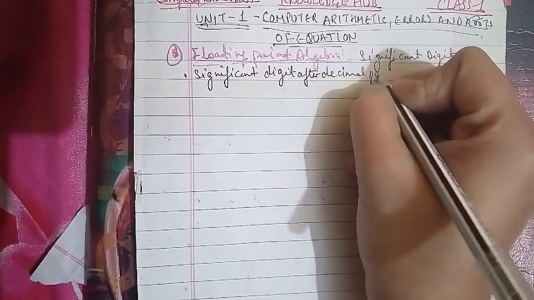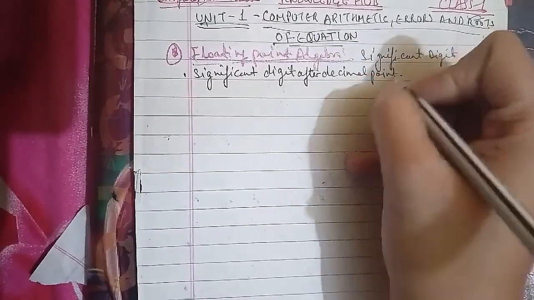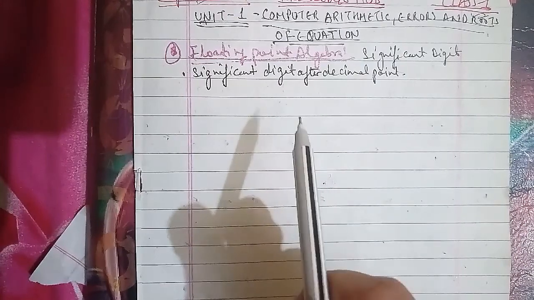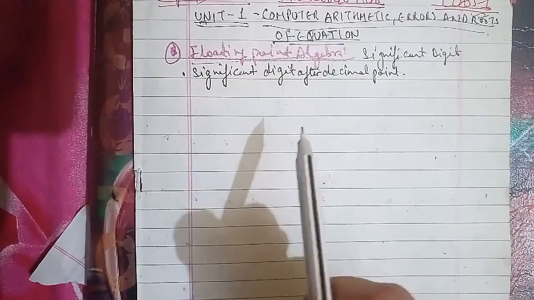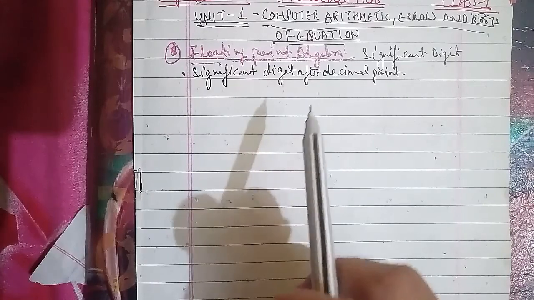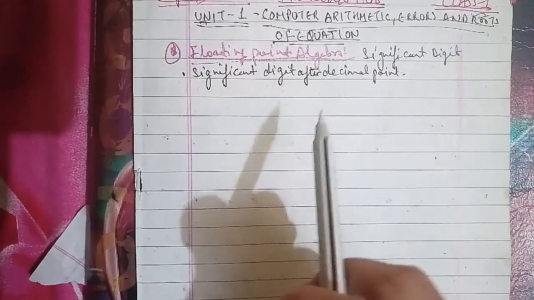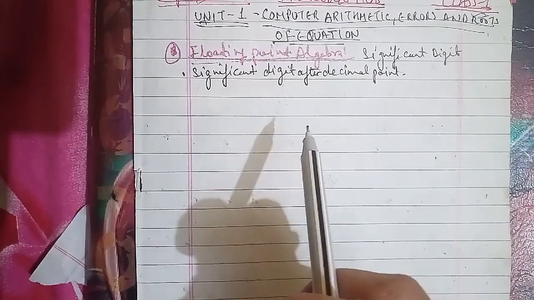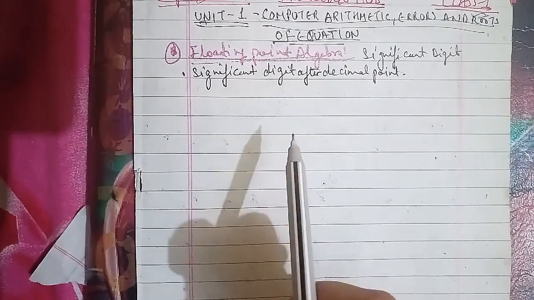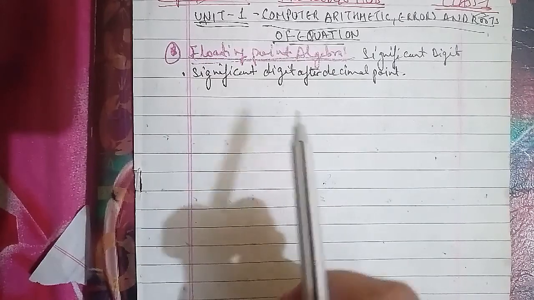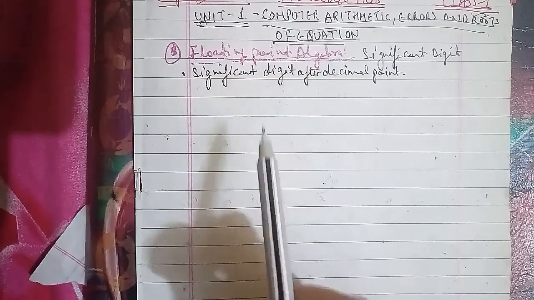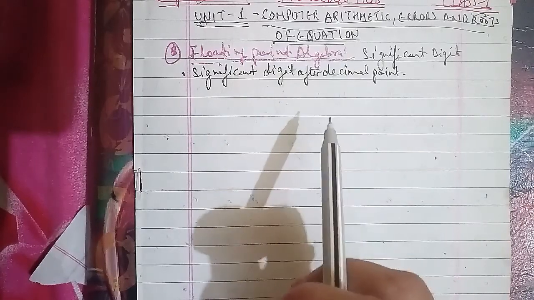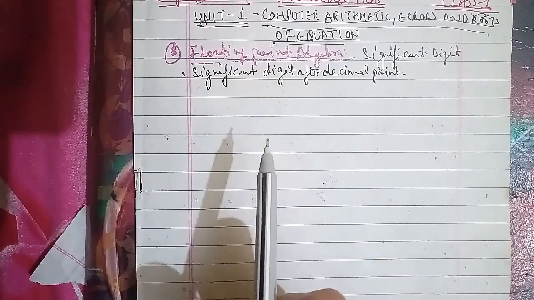For example, 12.314 has a total of 5 significant digits, and there are significant digits after the decimal point. Accuracy is the closeness of the calculated value to the exact value, and precision is the representativeness of the value. You can write it down. I'll repeat it: accuracy is the closeness of the calculated value to the exact value, and precision is the representativeness of the value.